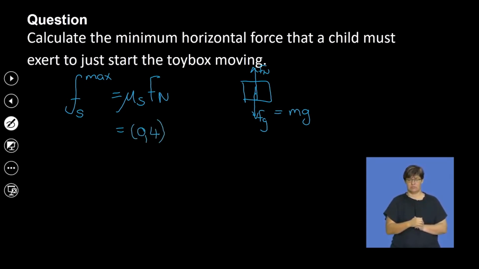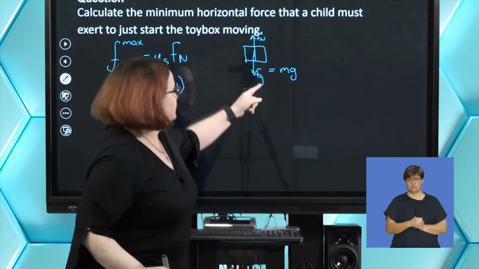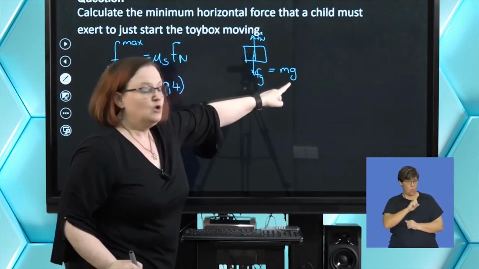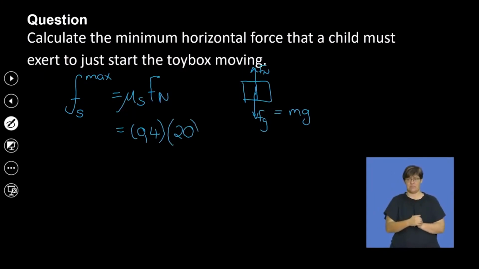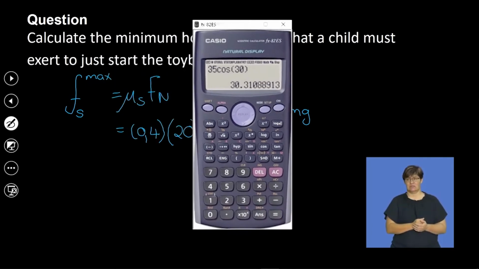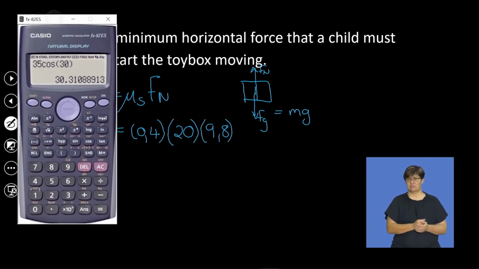Okay? I know Fn because it's going to be equal to Fg, so I'm actually going to put that in straight away. My mass was 20, and we remember because we've done this lots, g is 9.8. Now we use our calculators. Let's put it on the side so we can see. So here, we've got 0.4 times 20 times 9.8.